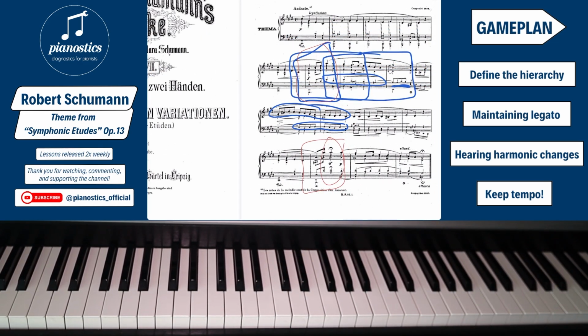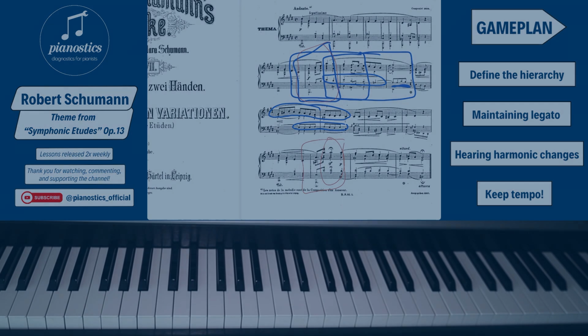So I hope by following these 4 points of the game plan, you can have a really cohesive and straightforward idea of what you want to do in your own way in the theme of Robert Schumann's Symphonic Etudes. See you in the next lesson.